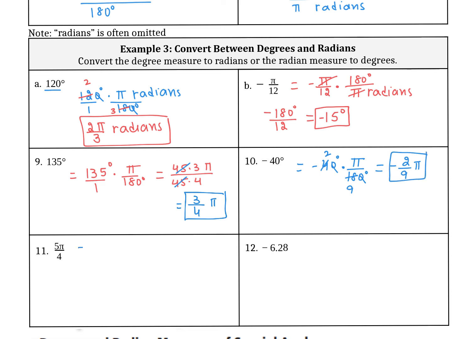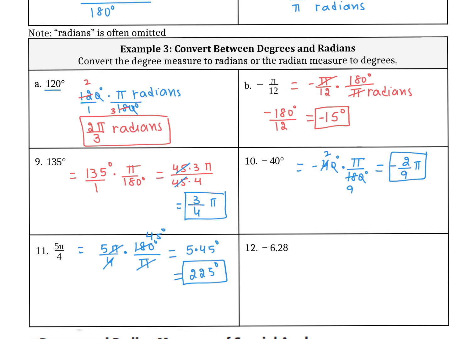For number 11, 5 pi over 4, you're going to multiply it by 180 over pi. Pi and pi cancel. 180 divided by 4, you're going to get 45. 5 times 45 degrees. 5 times 45 is going to be 225 degrees.